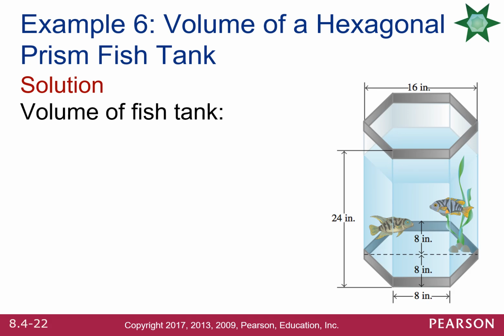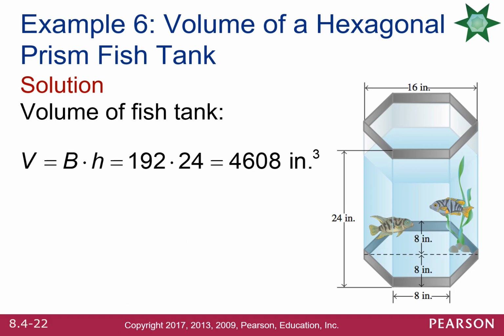All right. So let's pull up the solution here. So V equals uppercase B times H. We found that uppercase B was 192. Multiply that by the height, and we get a volume which is 4,608 cubic inches. All right.